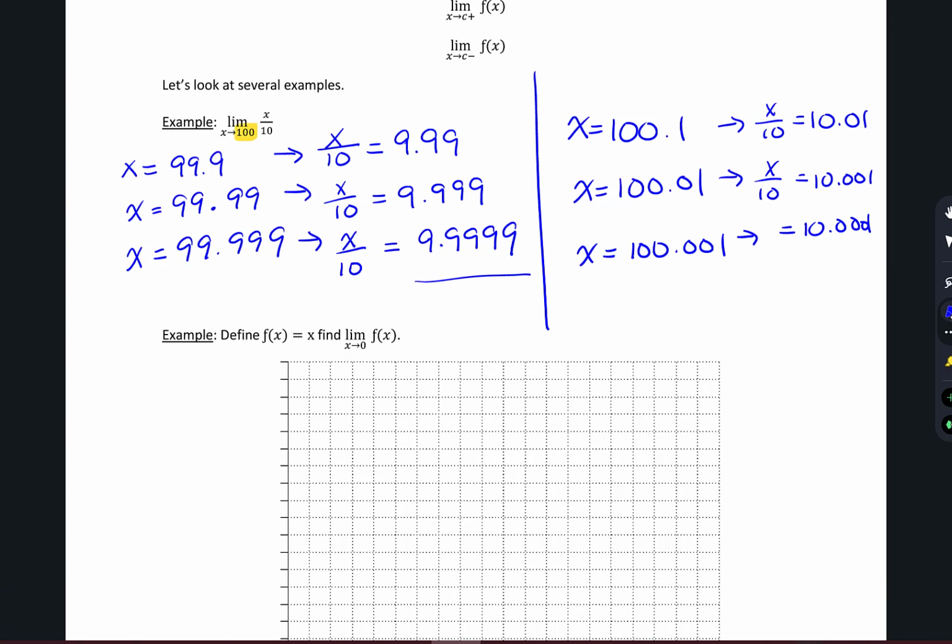All right. So this is a case where we would say that the limit as x approaches 100 of x over 10 is equal to 10. Now in this case, if we were to plug 100 directly into this function, we would end up with the same value of 10. So this is a case where we could have plugged in the value and actually seen the limit, but again, that's not always true.